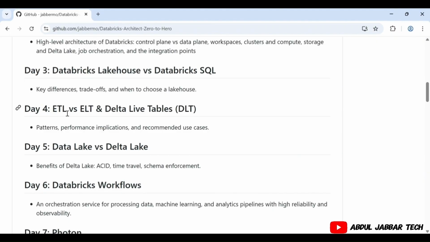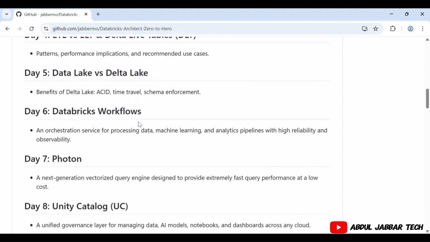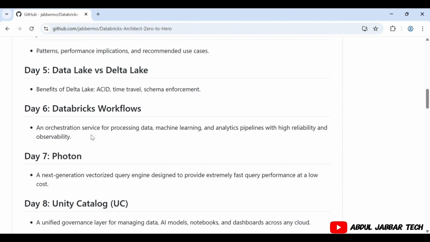And then on day four, we'll look at ETL versus ELT, Delta Live Tables, like what's the difference between extract transform load versus extract load transform, again when should you be using that, and what's the role of Delta Live Tables in this entire thing. And then on day five, we'll look at data lake versus Delta Lake, like benefits of Delta Lake, like ACID, time travel and schema enforcement.